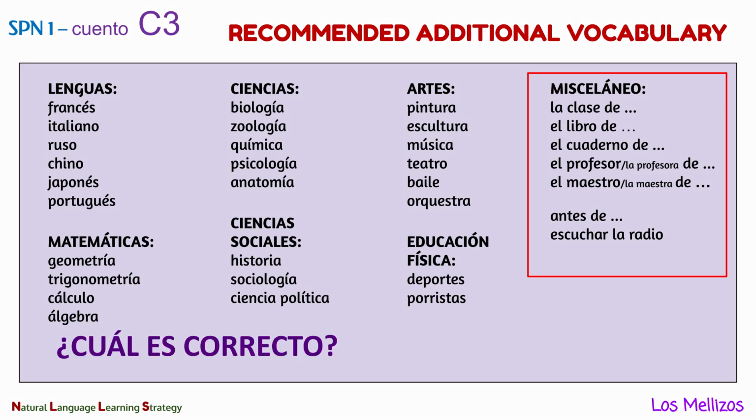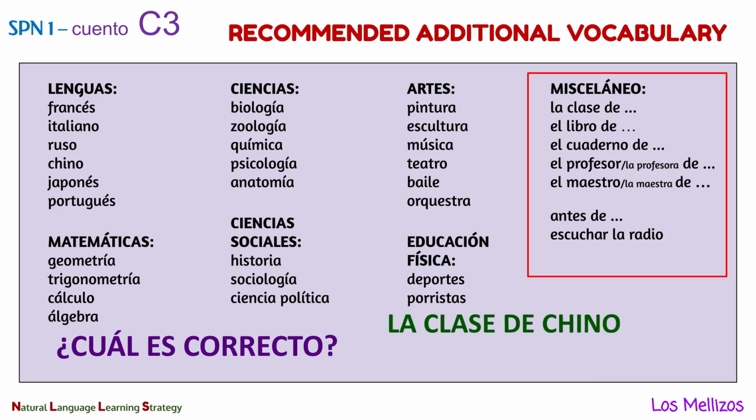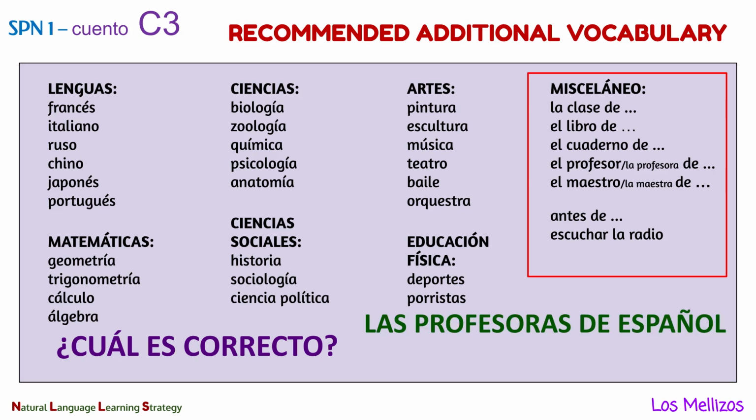So, ¿cuál es correcto? ¿Química clase o la clase de química? La clase de química. La clase de chino o chino clase. La clase de chino. Las profesoras de español o las español profesoras.